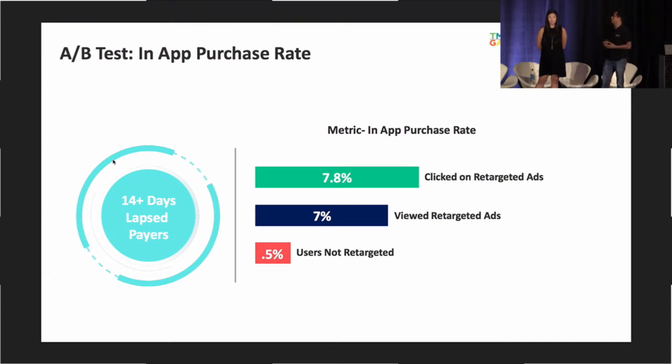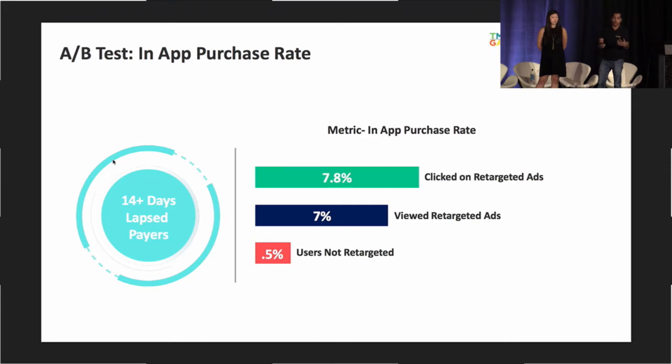So you can see the massive difference in performance when the user is not retargeted. These are the lapsed users. Only 0.5% of the users came and made some in-app purchase. But when we exposed them to the retargeting ad, the in-app purchase rate went up to 7%. So these are the users who just saw the ad, didn't click. And for the users who clicked the ad, the in-app purchase rate further went up to 7.8%.